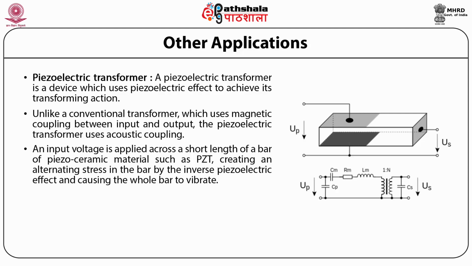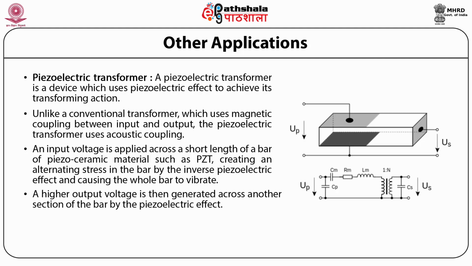An input voltage is applied across a short length of a bar of piezoceramic material such as PZT, creating an alternating stress in the bar by the inverse piezoelectric effect and causing the whole bar to vibrate. The vibration frequency is chosen to be the resonant frequency of the block, typically in the 100 kHz to 1 MHz range. So this figure shows the schematic diagram of a piezo transformer. A higher output voltage is then generated across another section of the bar by the piezoelectric effect.